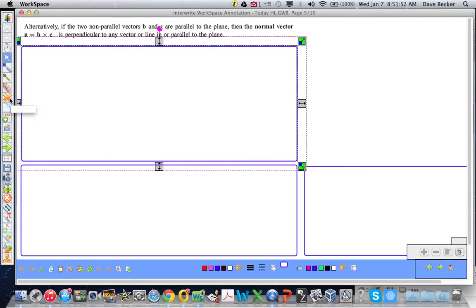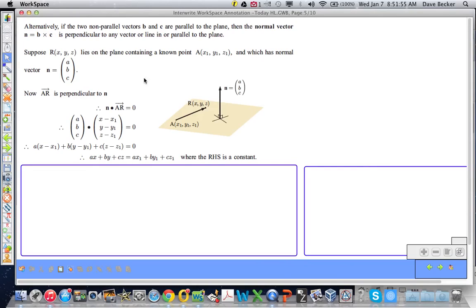Okay, so here's a nice illustration of that. Let's suppose we have a point r, (x, y, z). It lies on the plane containing a known point. So we know the coordinates of A, and R is any point. And then we have a normal vector, n equals (a, b, c), normal to the plane. Now, AR is perpendicular to n. Any vector in this plane is going to be perpendicular to the normal vector. That's the definition of a normal vector. It's perpendicular to the plane, so it's going to be perpendicular to any vector that is in the plane.